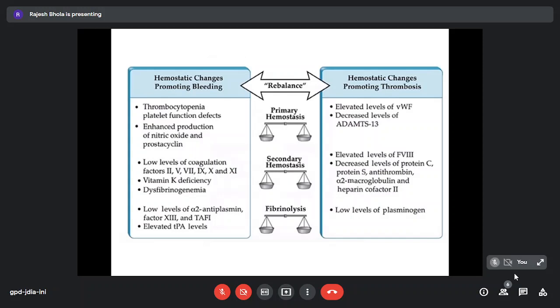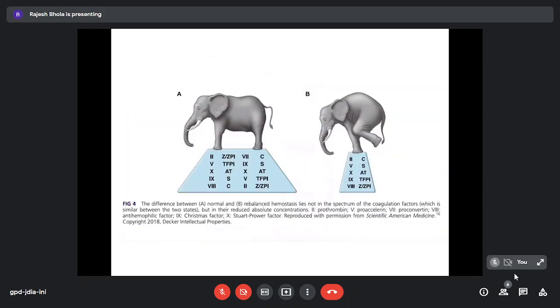Another rebalancing approach is that some factors are getting reduced and some factors try to balance it by an increase in their level. But is this balance quite stable? No. As you can see, the difference between normal, that is the A graph, versus the B graph of rebalanced hemostasis, is that both states are not actually the same, though they look very similar, because there is a reduction in the absolute concentration of the different factors in chronic liver disease.